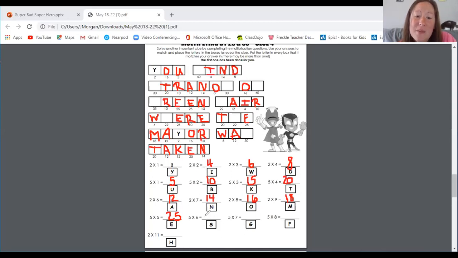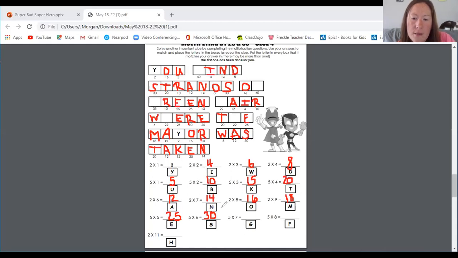5 times 6, if I'm skip counting that, it's gonna get me 30. So anytime I see the number 30, I'm gonna write in an S. I have one S. I have another S. I'm looking for 30s. Any more 30s? Oh, right there. I wonder what this clue says.